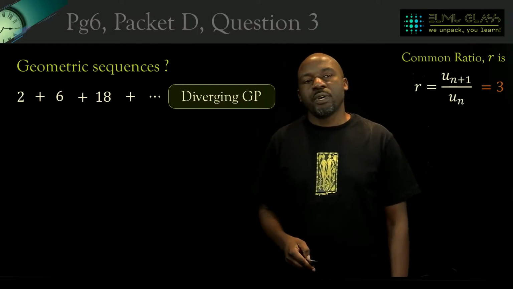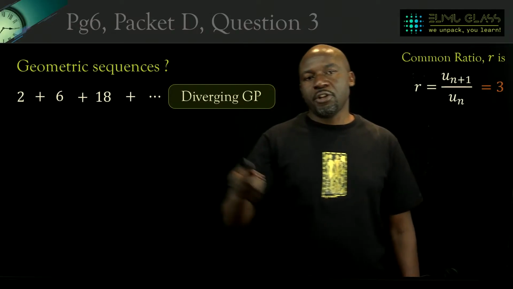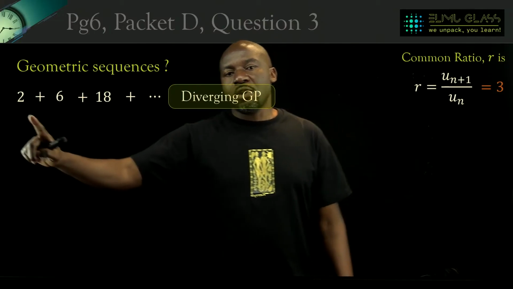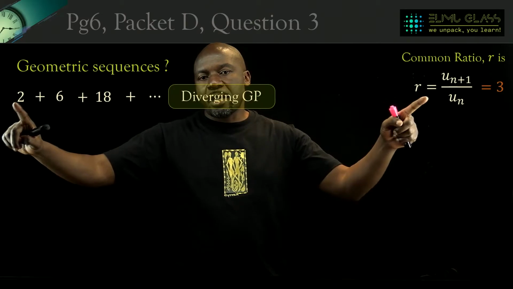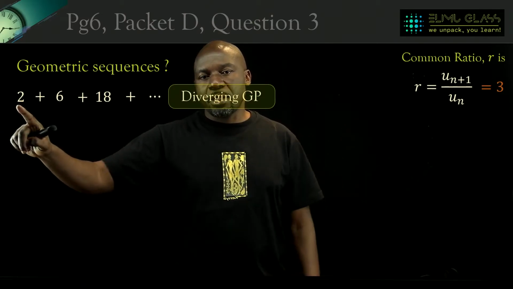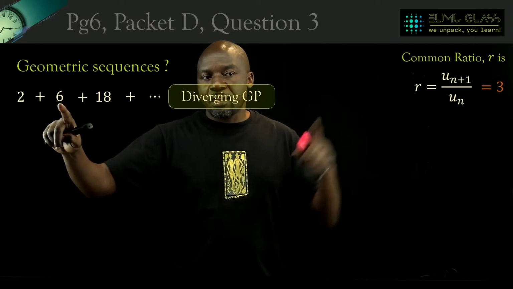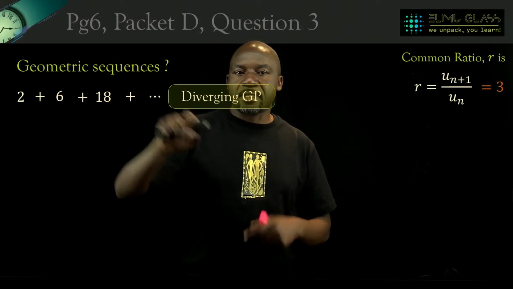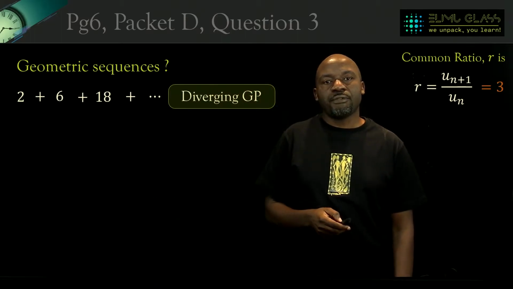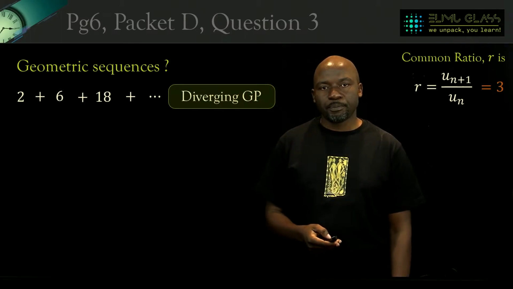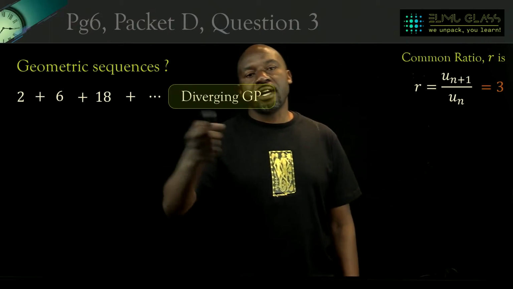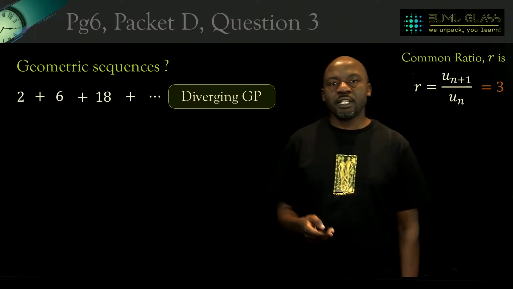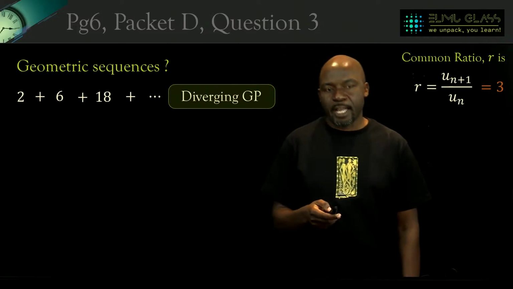And in fact, we can use the knowledge of that common ratio to find the next term. Because if we know that r there, then if I take 2 and multiply by r, I should get the next term. So 2 times 3 should give me 6. 6 times 3 should give me 18. And so 18 times 3 should give me the next term, which if you have tried to find it, should be 54. Okay? So this is a diverging sequence or a diverging series. A diverging geometric series. Okay?